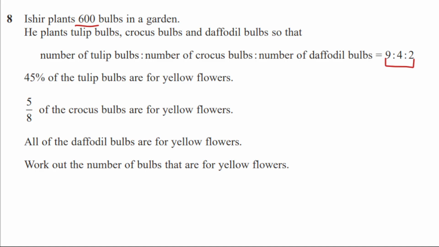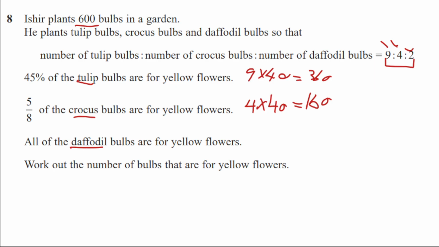Then, to know the number of tulips, we know it's 9, isn't it? So it's 9 times 40, which is 360. And then the number of crocus, it's 4 times 40, which is 160. And finally, daffodil is 2, so it's 2 times 40, which is 80. That's good. Now we know how many of each we have. We have 360 tulips, we have 160 crocus, and we have 80 daffodil.